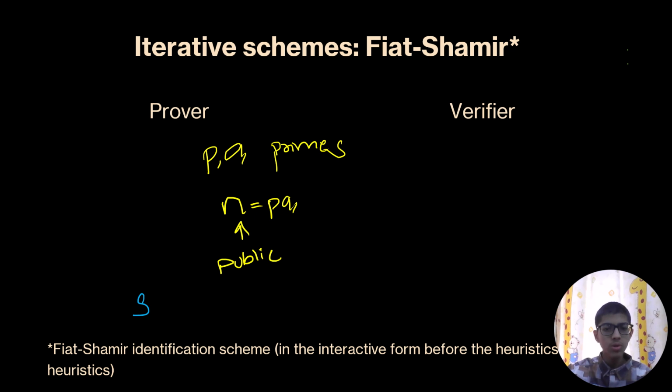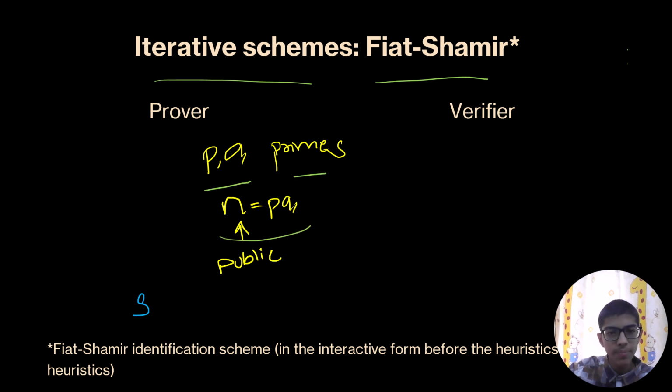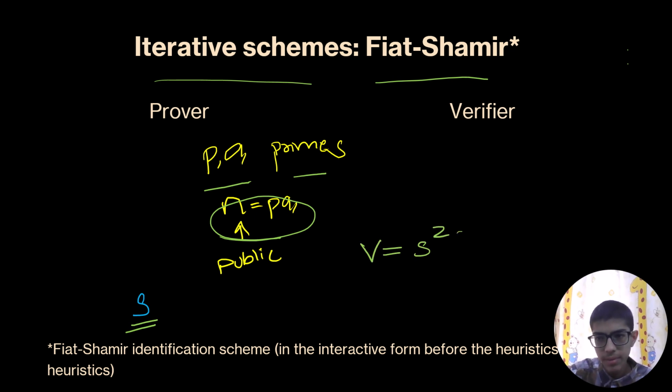Now let's move on to an iterative scheme example, the Fiat-Shamir algorithm. We have P and Q as primes, and n equals PQ is the multiplication of the two primes. We have already had that many times before. Now S is another secret chosen number. Now the prover computes V equal to S square mod n, or it can be any other quadratic residue related to S.